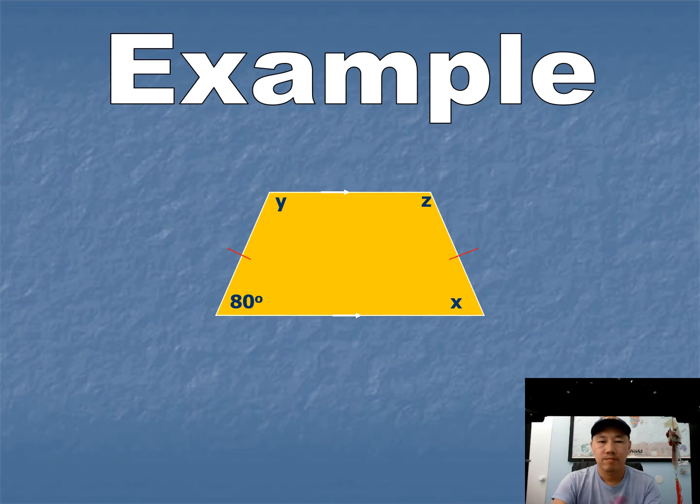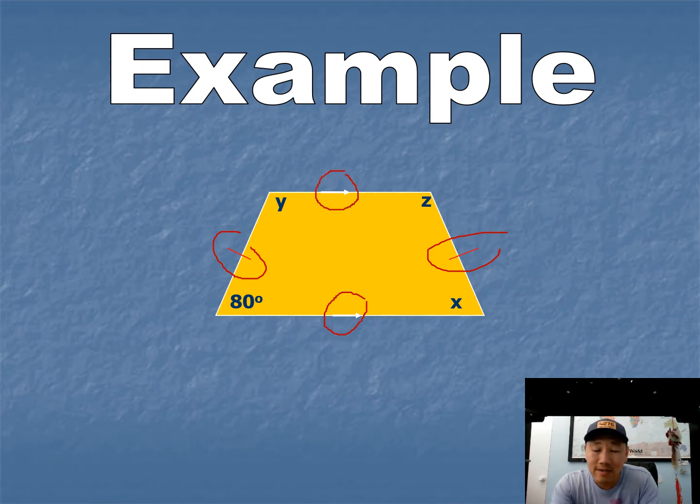All right, so here we have an isosceles trapezoid. We know that it is an isosceles trapezoid because we have these 2 legs marked equal. And also, I don't know if you can see, it's really small, but these little arrows mean that those 2 sides are parallel. Without those 2 arrows, none of these properties will be true. So those arrows are important to let you know that it's a trapezoid.